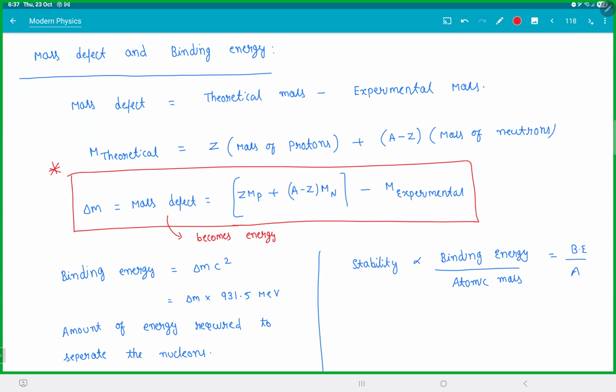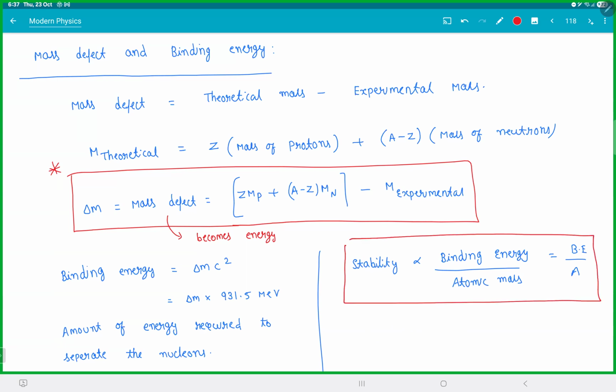Think of it like this. Let's say we have two groups of people. There's a group of 3 who have 10,000 rupees. There's a group of 10 people who have 20,000 rupees. In which group do you want to be? The group of 3, right? Even though the total money is more here, 20,000, per person the group of 3 has more money, isn't it? So binding energy per nucleon is a better factor for stability than binding energy.